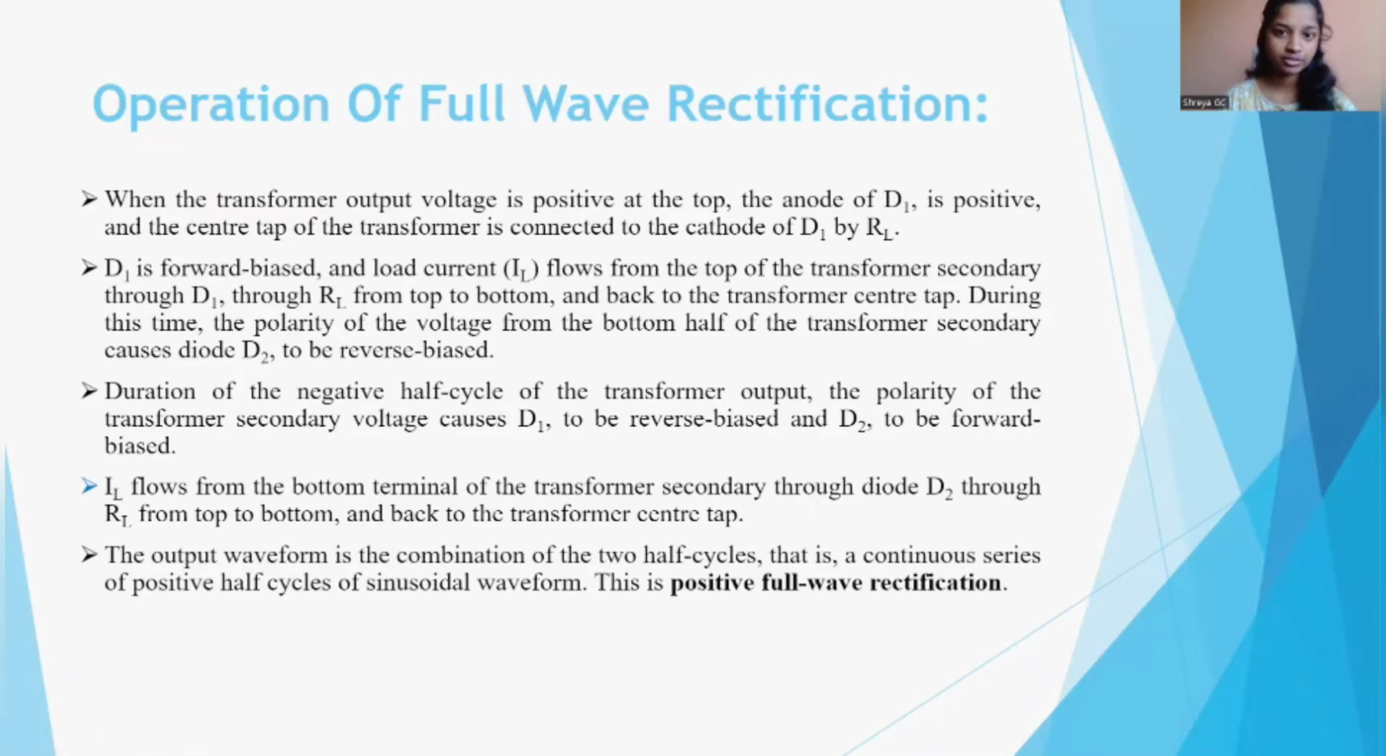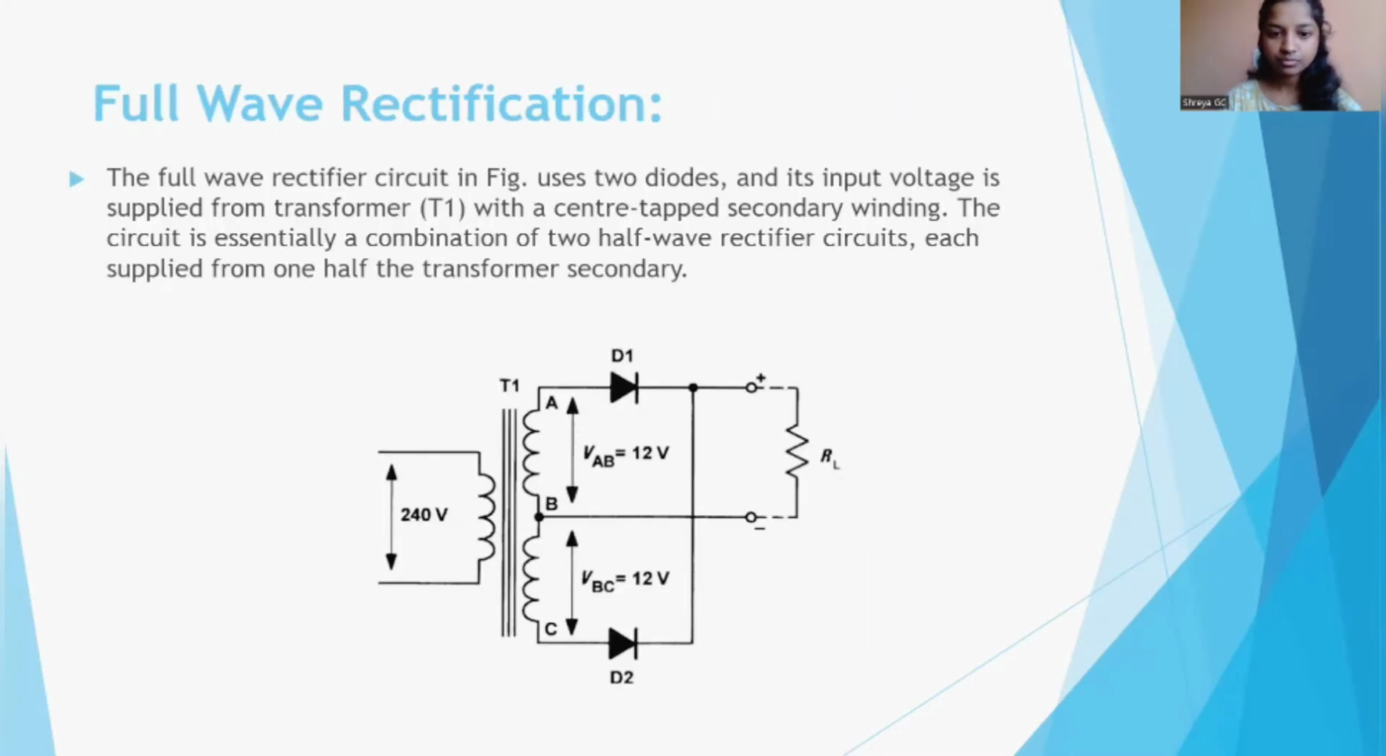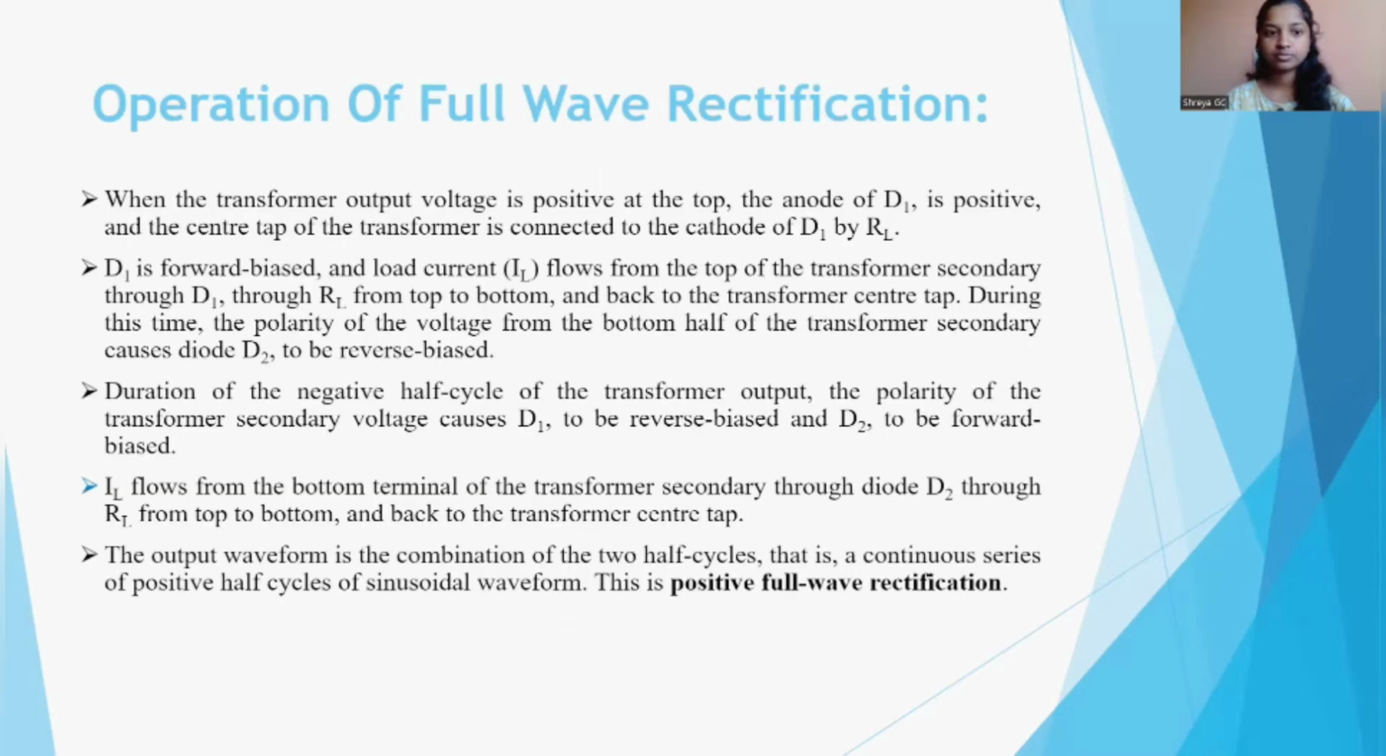D1 is forward biased from the top of the transformer secondary through D1, RL from top to bottom and back to the transformer center tap. During this time, the polarity of voltage from the bottom half of the transformer secondary causes D2 to be reverse biased. The load current IL flows from D1 to RL. Here RL means load resistance. And if the polarity of voltage is from the bottom of the transformer, then D1 is reverse biased.